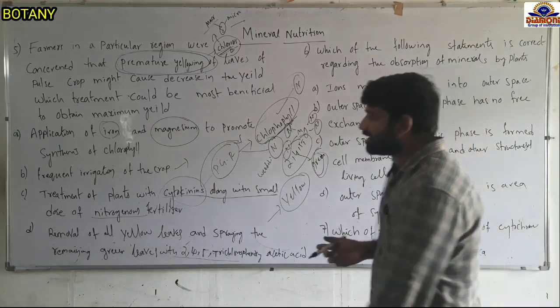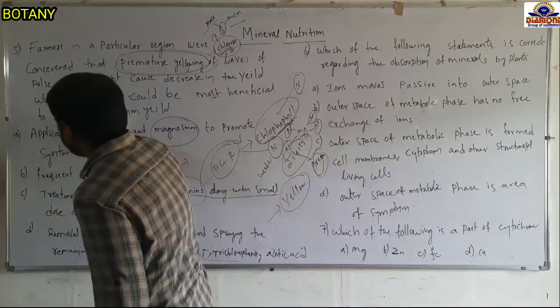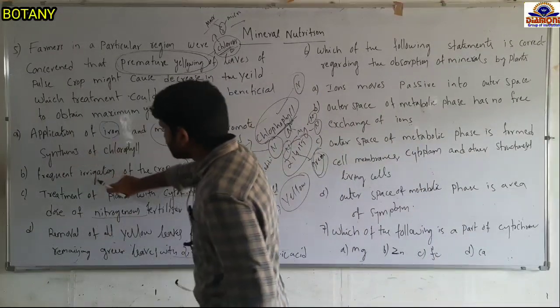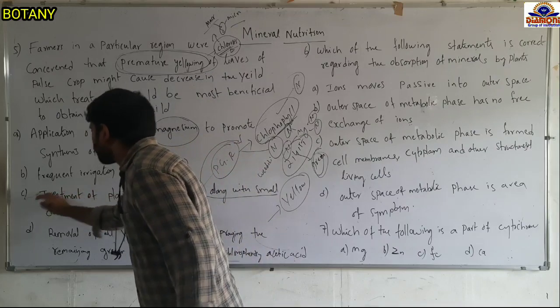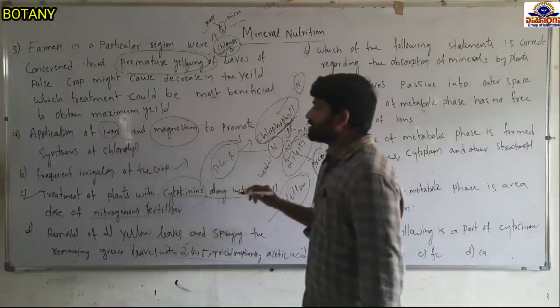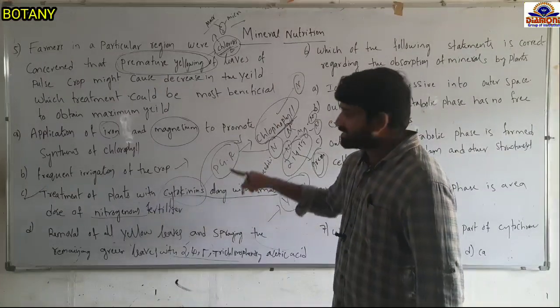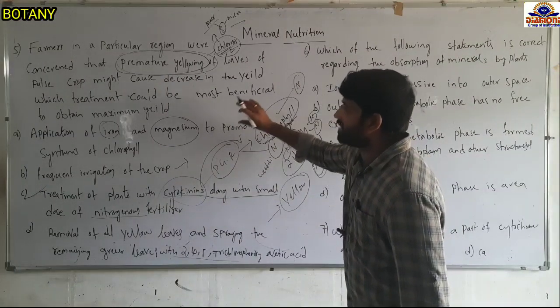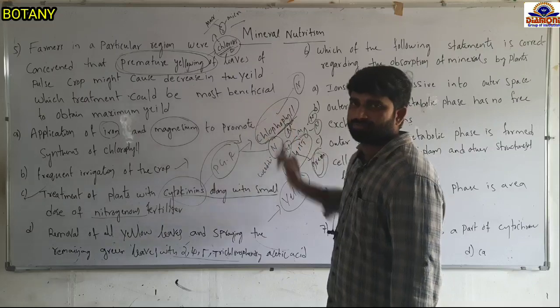So out of the given options, A and C are related. Out of these, A and C, we have to give first preference to the nitrogen molecules, and also cytokinins are involved in the chlorophyll pigments. So the answer is C. If only A is there instead of option C, you can choose A also.